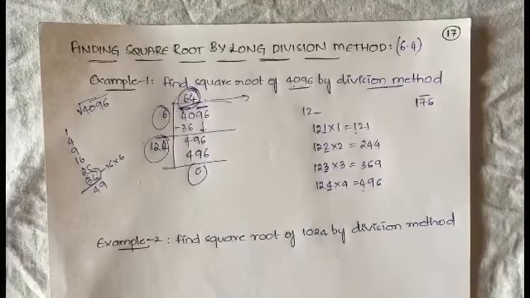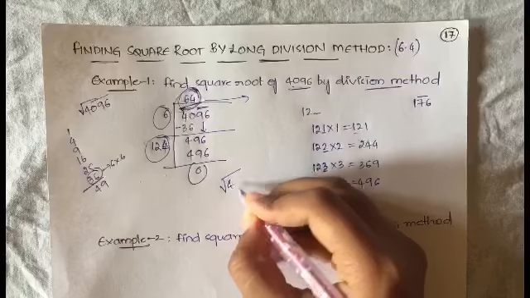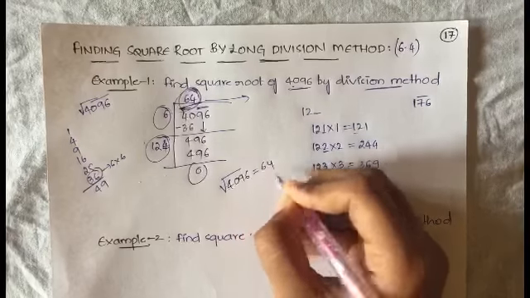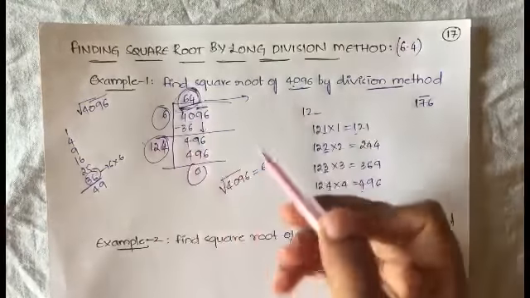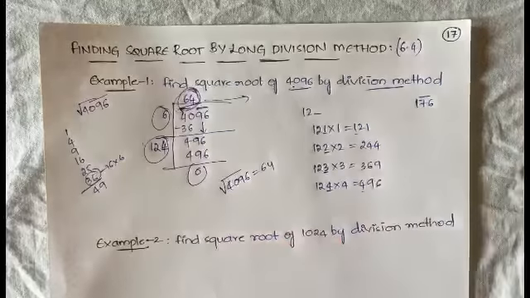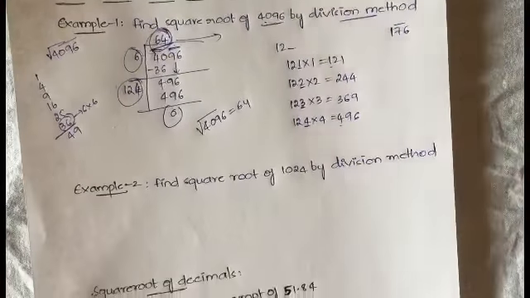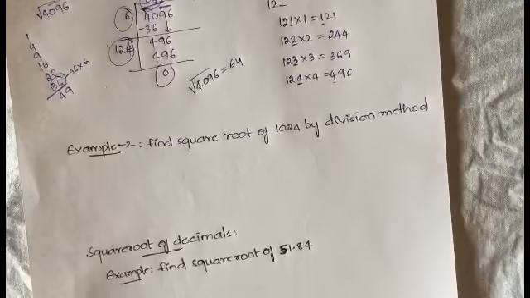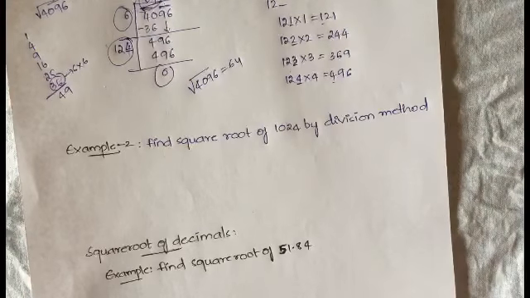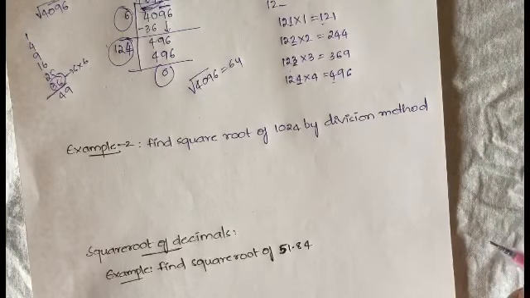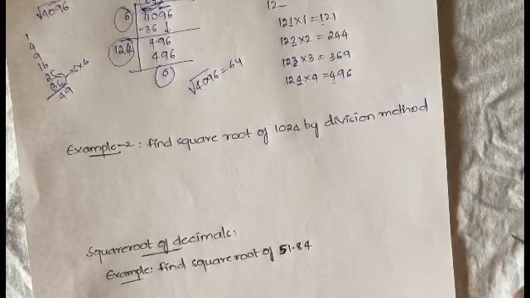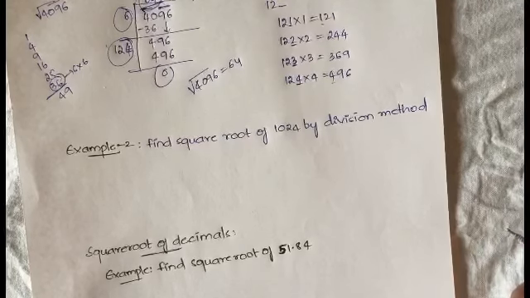Clear? So square root of 4096 is equal to 64. The number which you have here on the top should be taken as the square root. Clear? So this is about 4096. Now let us go with another example, 1024 also. Okay. This is somewhat complicated. Many people will find it harder. So I am using 2 examples to explain this concept.